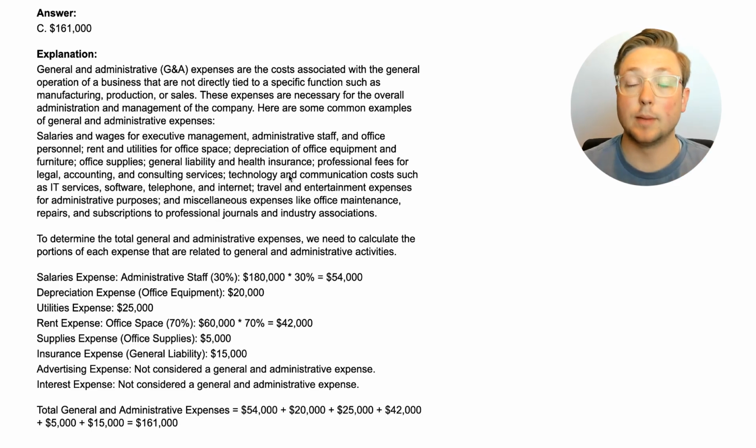The big thing to remember is that general and administrative expenses are just the expenses in general for the corporation. They're not for any specific group in the organization. They're not for any specific reason like selling or anything like that. They're just the general expenses that you need to run the company. So with that, let's go to the next question.